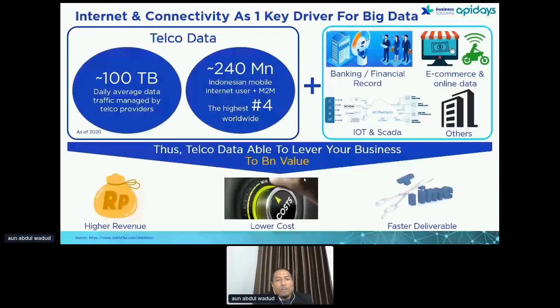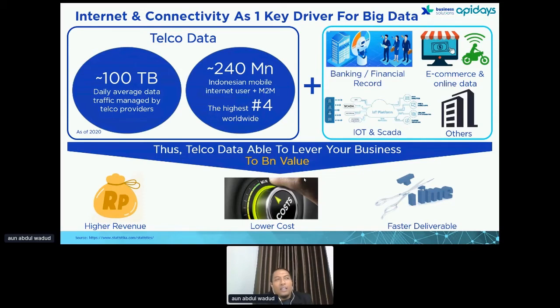And the number two is cost efficiency. Some of the companies also put some sensors and get insight in order to have better cost optimization and increasing productivity. And third, faster deliverable for sure. For example, with scoring in a manual process, if you want to propose some loan, maybe it can take 4 or 5 days for approval.